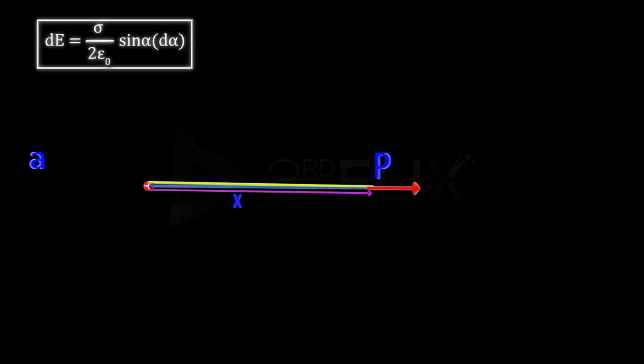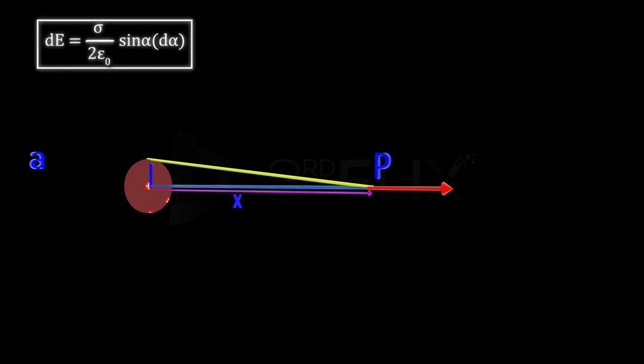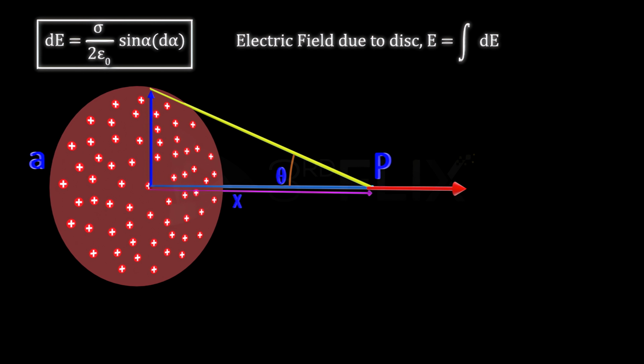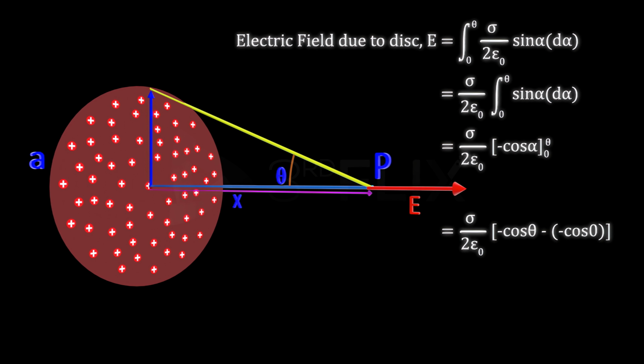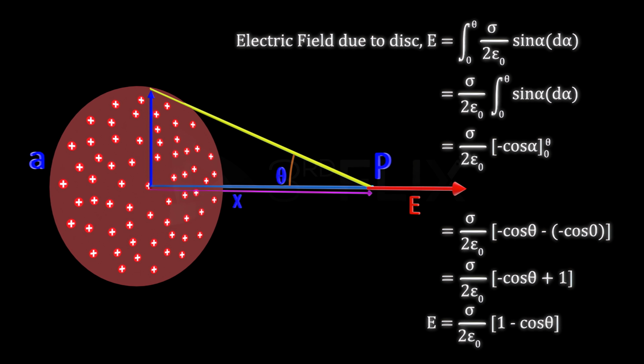The electric field due to all such ring elements will add up, and magnitude of electric field due to the complete disk is given by integral of dE from 0 to theta. E is equal to integral of sigma by 2 epsilon naught sine alpha d alpha from 0 to theta. Taking the constant terms out of the integral, on integration and substitution of the limits, we get E is equal to sigma by 2 epsilon naught 1 minus cos theta.